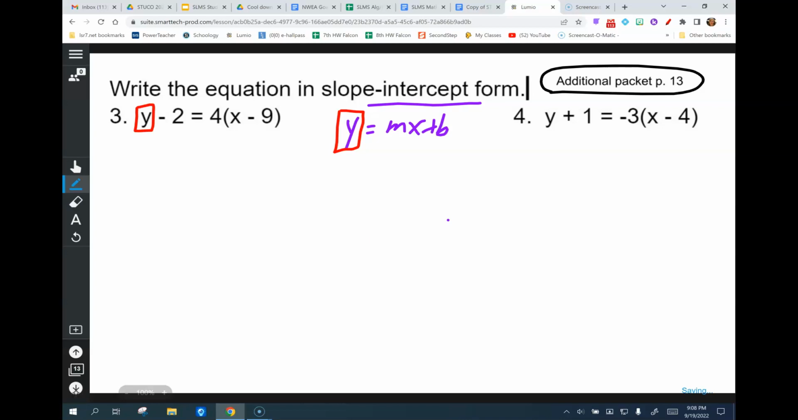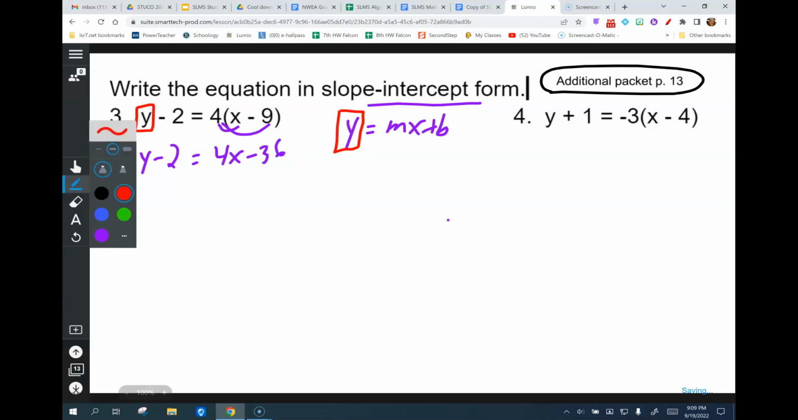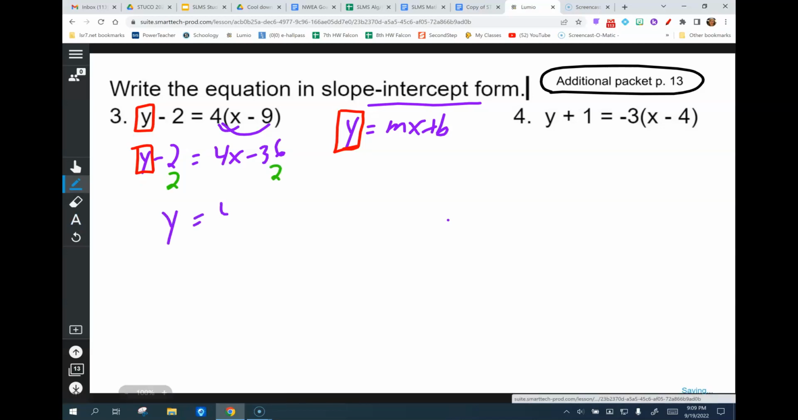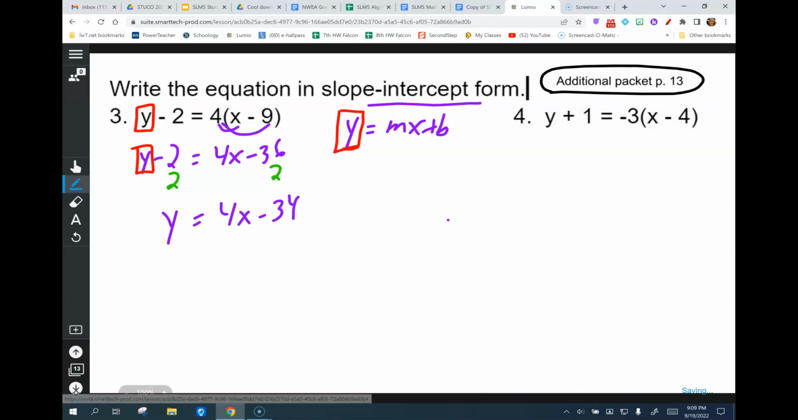So here we go. Are you ready? What's your mind saying you should do first? I'm guessing it's saying please distribute. So we get y minus 2, that hangs out, and then we're going to distribute right here: 4x minus 36. Now, again, we want to get that y by itself. That's our goal, so we can have slope-intercept form. So we're going to move the 2 by adding 2 to both sides. So we get y is equal to 4x minus 34. Okay? So if I'm getting an equation in slope-intercept form, I'm going to probably plug it into point slope form. That's my favorite way of getting it into slope-intercept form, is plugging it in.